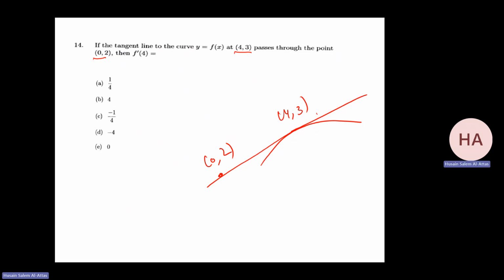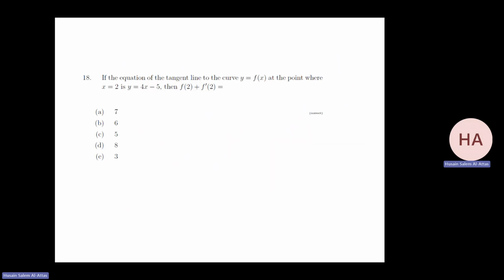Okay, so what is f prime at 4? It's the slope of the tangent at 4 and 3. So I have this point, I have this point, I need to find the slope. So delta y over delta x, which is 3 minus 2 over 4 minus 0, which is 1 over 4. Now the same problem. If the equation of the tangent line to the curve at this point is this, find f of 2 plus f prime at 2.